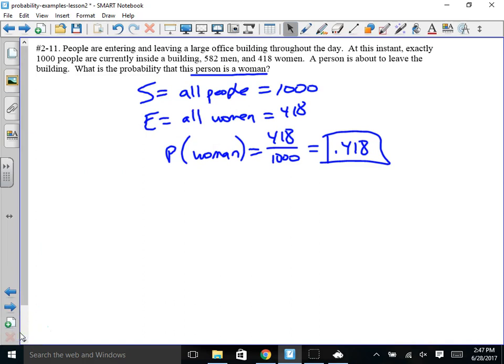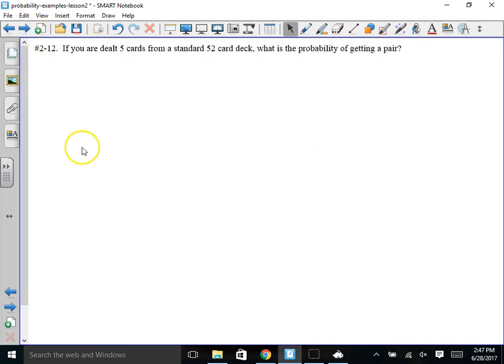Okay, I think just probably 4 problems left here. I know we have a lot in here because there's so many different counting strategies. But let's move on to problem number 12. It says, if you are dealt 5 cards from a standard 52 card deck, what's the probability of getting a pair? Now this one's actually quite tricky, even small number of words here, but actually quite tricky.